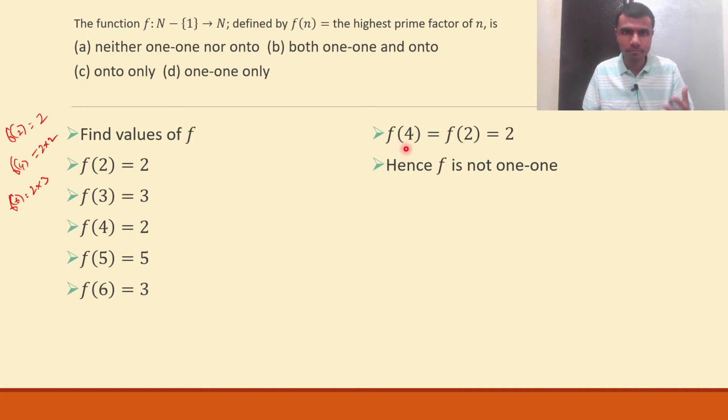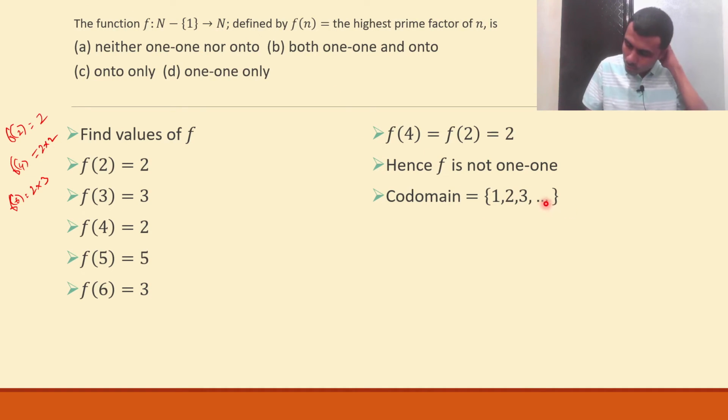That should not happen. Next, if you see my codomain, they gave it as N, right? N means 1, 2, 3 and so on. What is my range? Because for an onto function, codomain is equal to range. Range means the outputs that I get. See, what are my outputs? 2, 3, 5. Now what will be f of 7? f of 7 will be 7 and f of 8 will be again 2 because it is 2 cube.